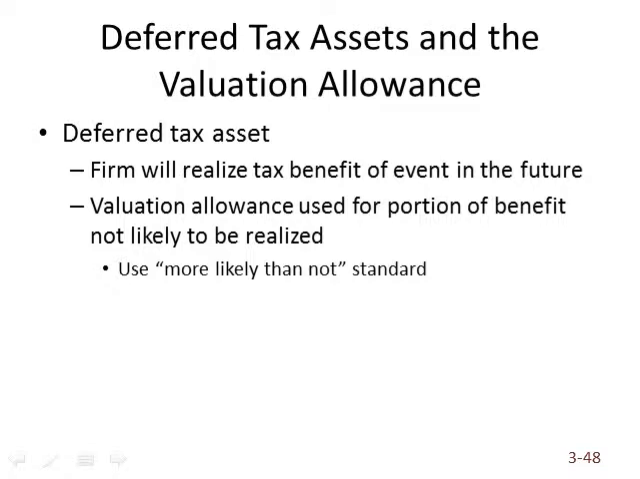We can also talk about deferred tax assets and the valuation allowance. We create a deferred tax asset when the firm will realize a tax benefit of an event in the future, and the valuation allowance is used for a portion of the benefit not likely to be realized.